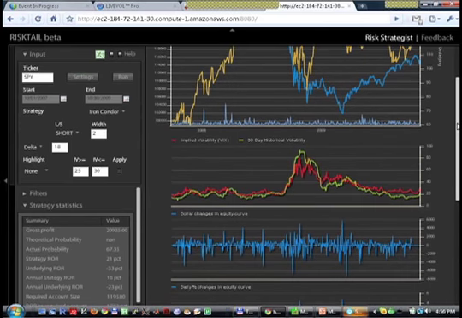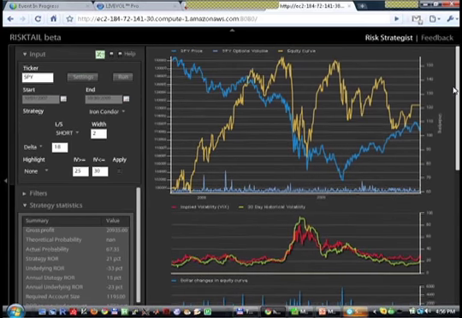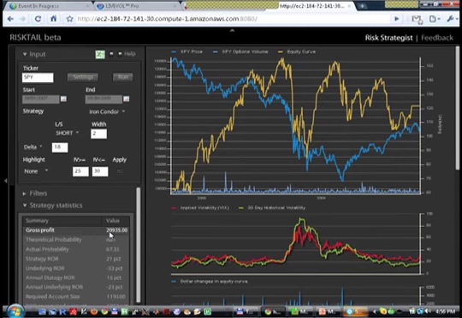You see implied and historical volatility. We can zoom in and see where the implied volatility was greater than historical, applying these filters. So now you can actually see the periods of time when that was true.